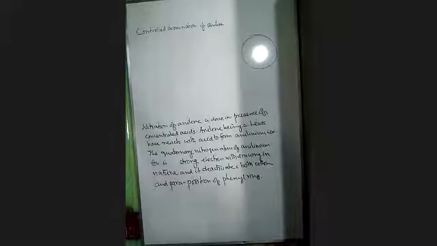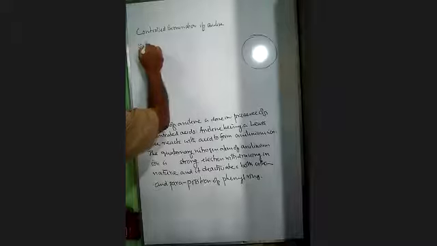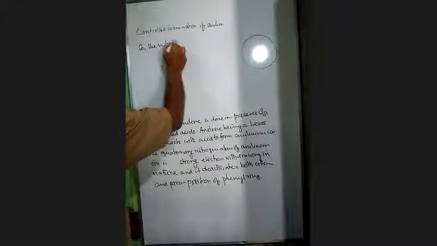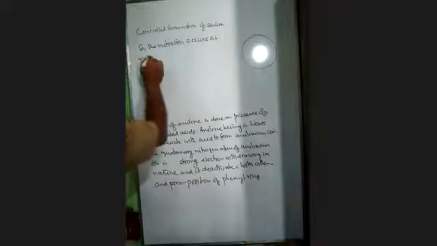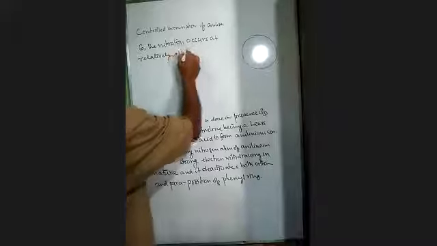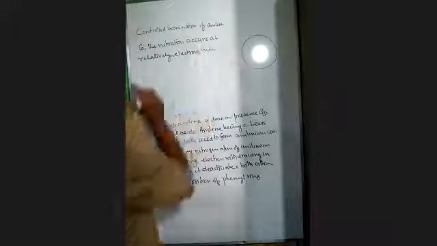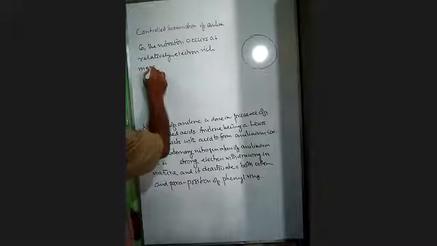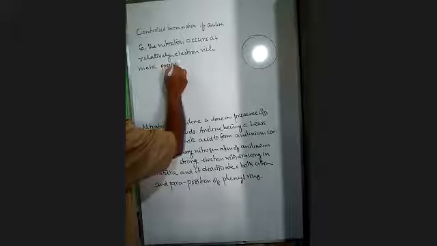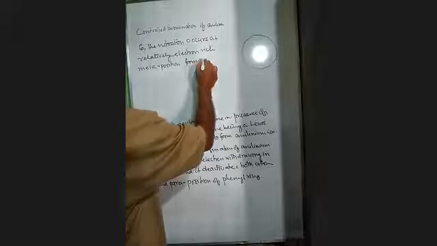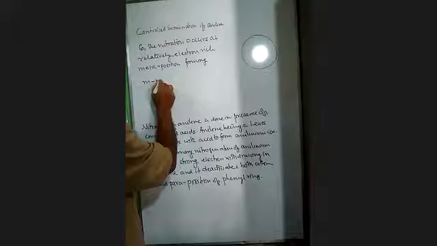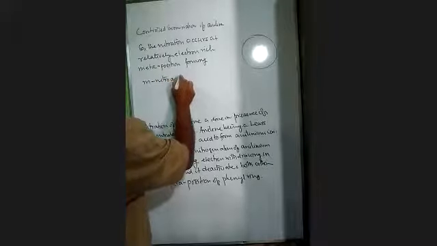So the nitration occurs at the relatively electron rich meta position, forming meta nitroaniline. Okay, this is the explanation.